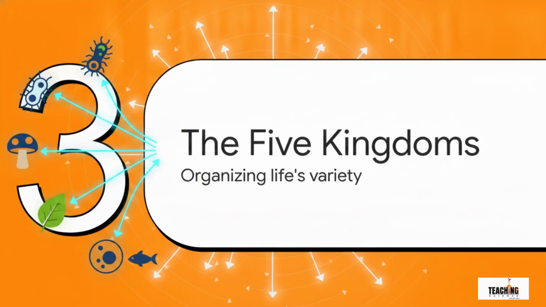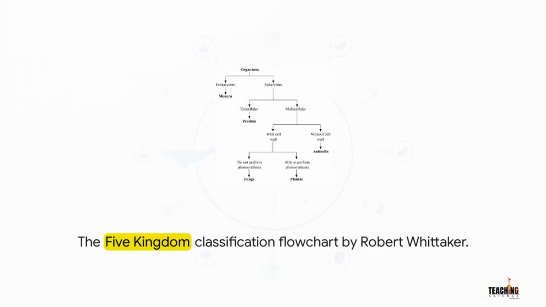Which brings us nicely to Section 3, the 5-kingdom system. This is how we organize all that crazy variety. This is it, the ultimate framework that organizes life's complexity. Let's visualize Whittaker's brilliantly structured flowchart. He basically asks a series of fundamental questions. First up, what is the cell type? If it lacks a true nucleus, it's a prokaryote, which gives us kingdom Monera. If it does have a true nucleus, it's a eukaryote.